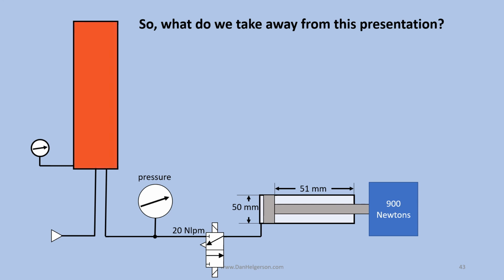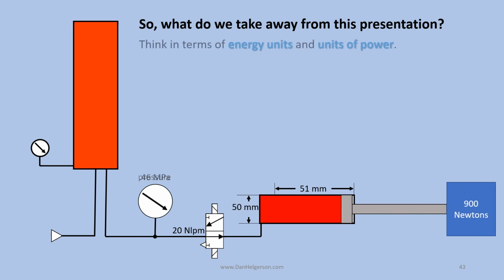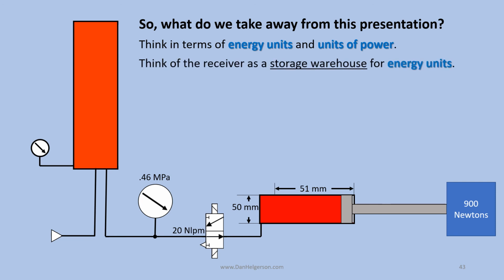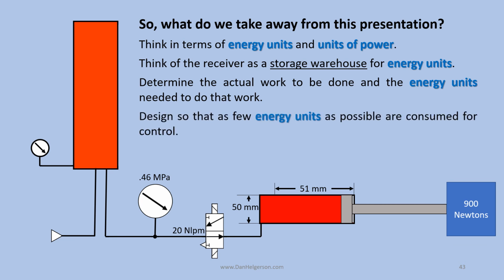So, what do we take away from this presentation? Think in terms of energy units and units of power. Think of the receiver as a storage warehouse for energy units. Determine the actual work to be done and the energy units needed to do that work. Design so that as few energy units as possible are consumed for control. Consider the VDT as a possible solution.